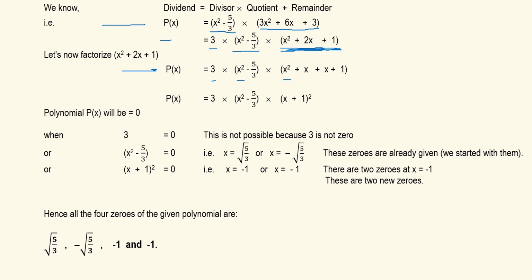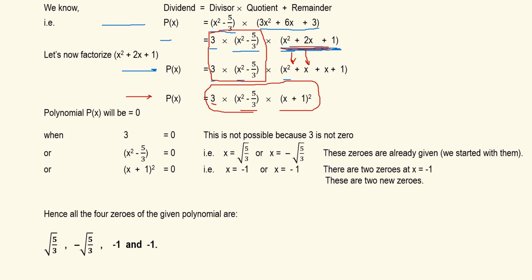p(x) is equal to 3(x² - 5/3)(x² + 2x + 1). And you would notice that here these two first factors are as it is from the previous step, and here the last factor we have simplified further, and we have written x² + 2x + 1 as (x + 1)². So this will help us write p(x) to be equal to 3 multiplied by (x² - 5/3) into (x + 1) whole square.